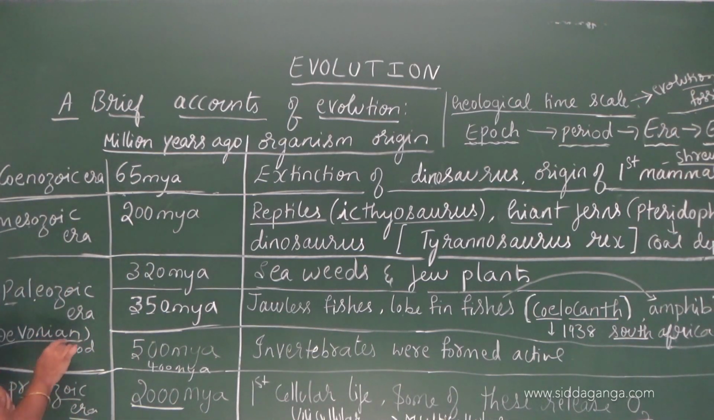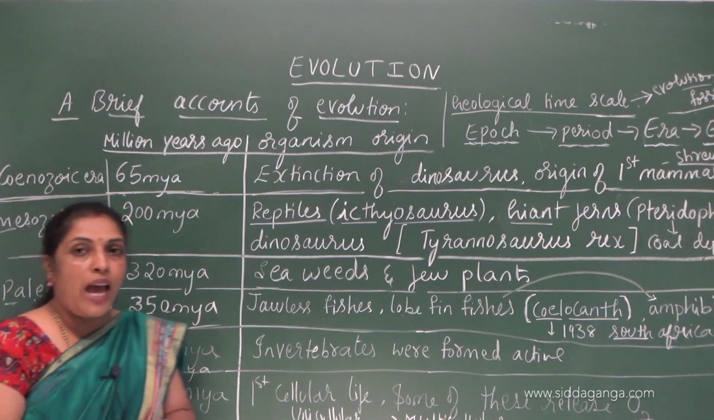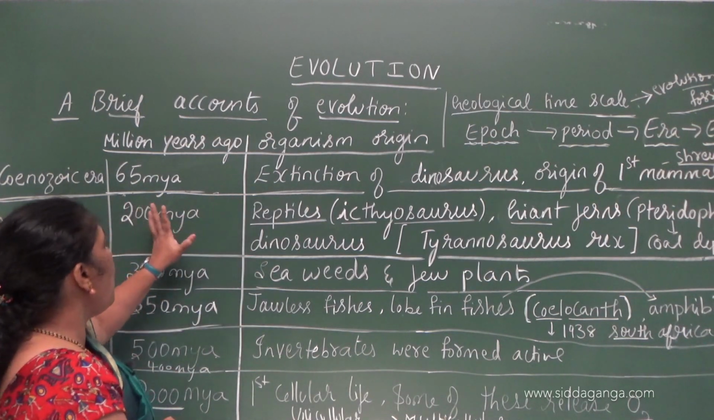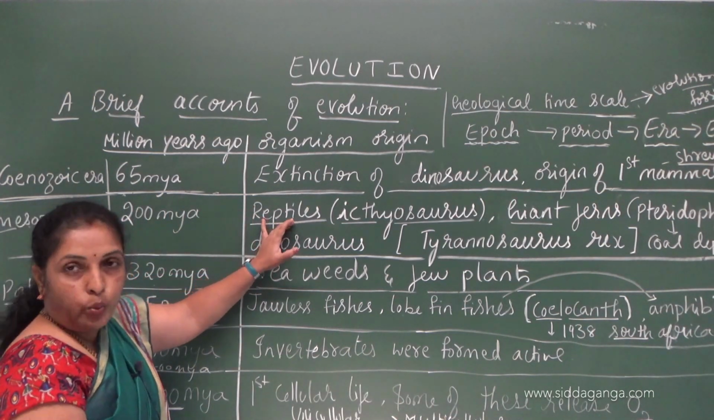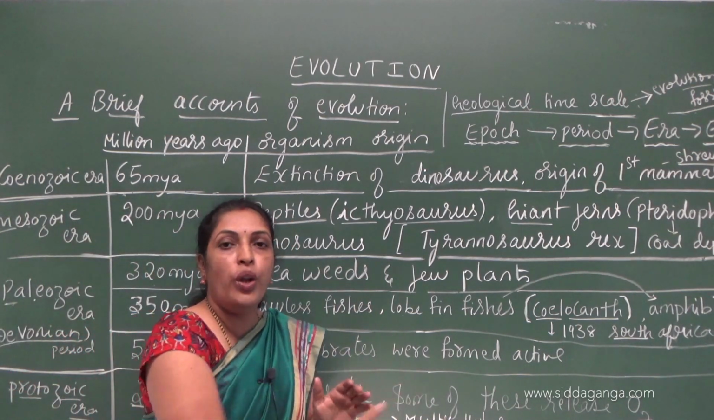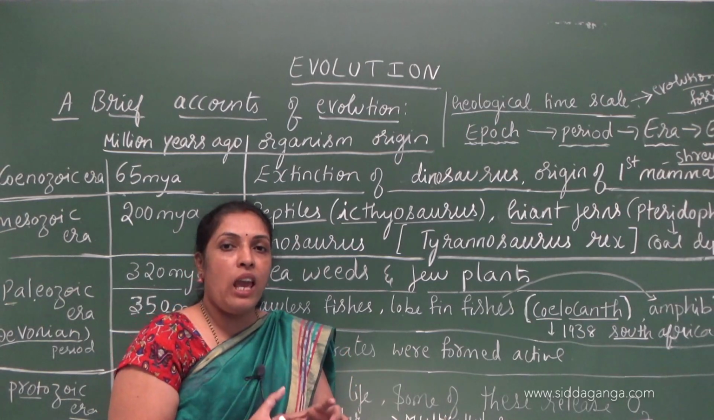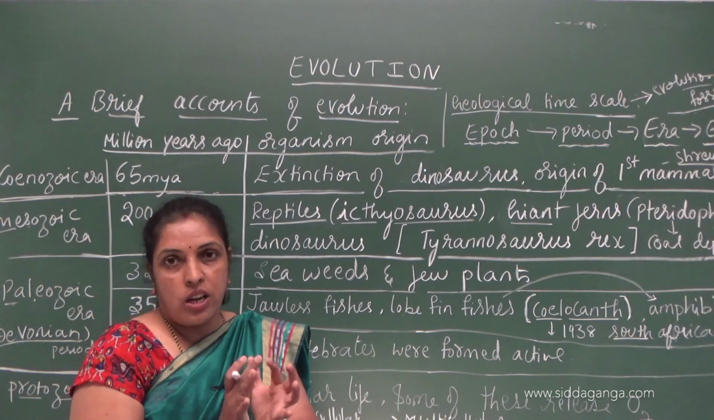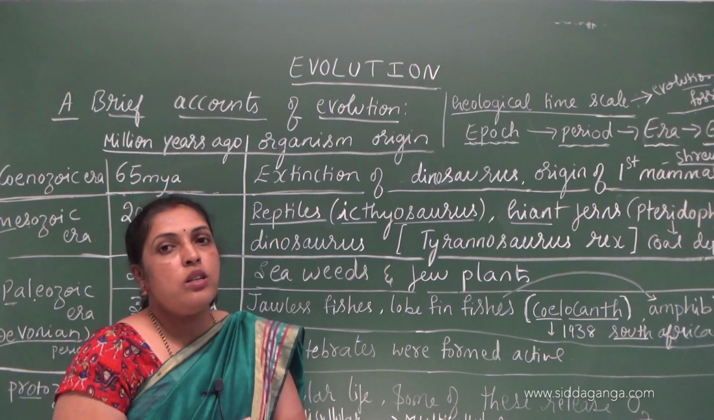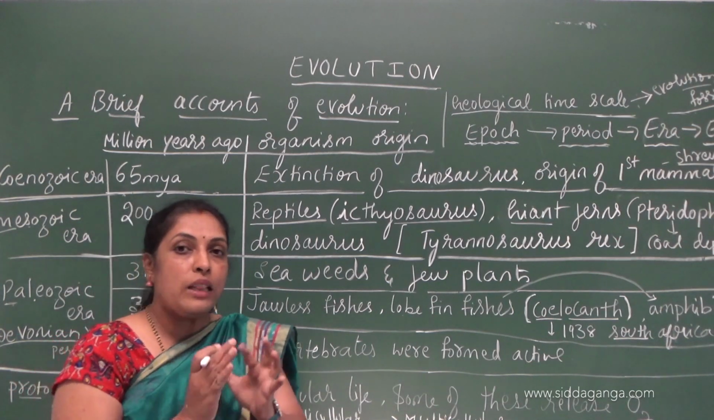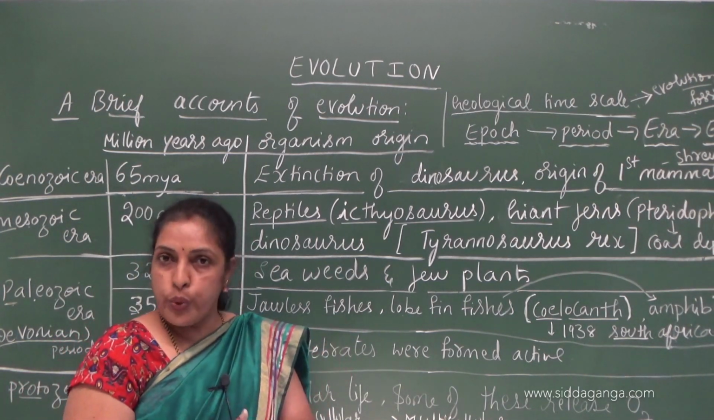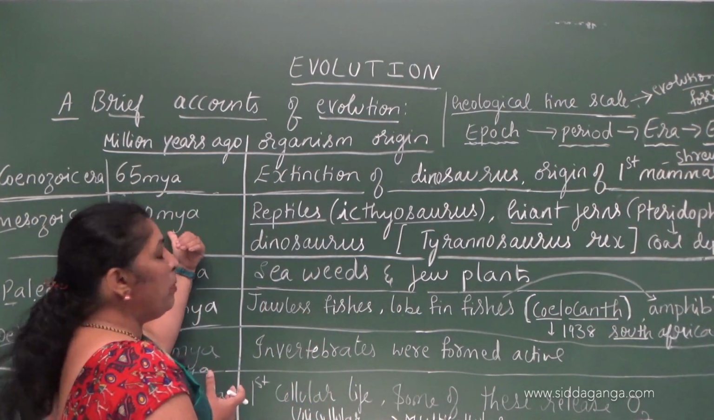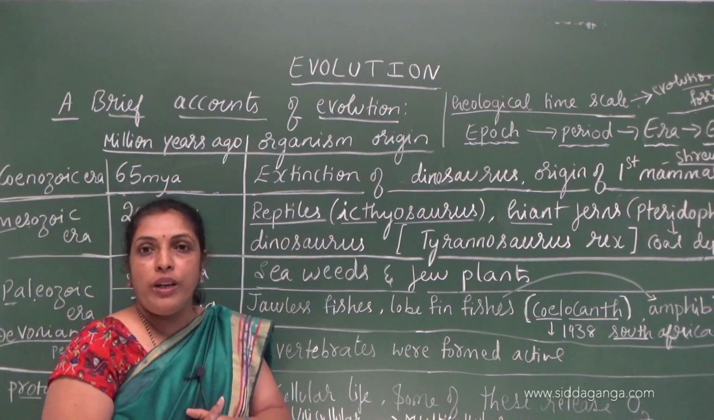The Devonian period in the Paleozoic era is considered the golden age of fishes. Nearly 200 million years ago, reptiles were formed, which means amphibians evolved into reptiles. Reptiles lay thick egg shells so that the egg will not dry when exposed to sunlight, whereas amphibians lay thin shell eggs that will dry when exposed to sunlight. So amphibians gave rise to reptiles, and during 200 million years ago, reptiles dominated Earth.